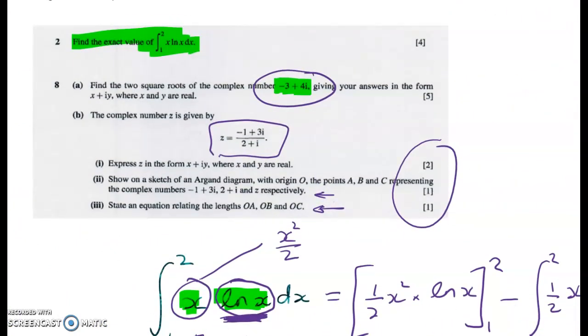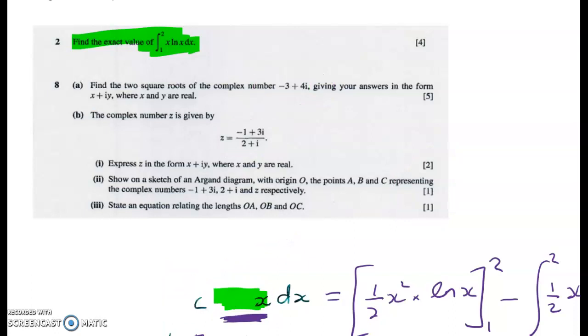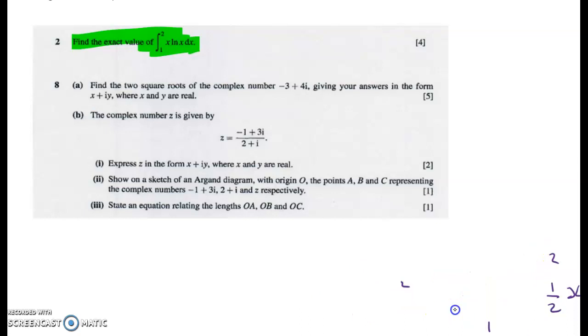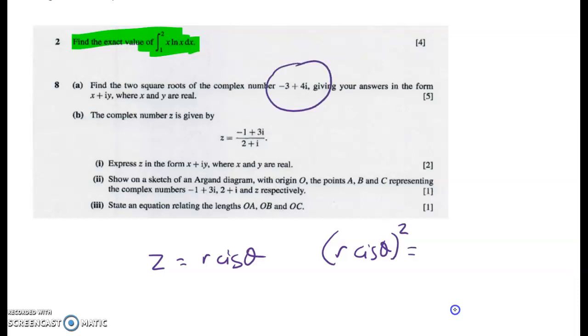The other way, of course, that we could do it is we could use polar form on it. And I'm not going to do that here because I don't want to run out of time, but it's very easy to do square roots or any roots working with polar form. Okay, so we would just set up z is equal to r cis theta, and then we'd have this. r cis theta squared is equal to this in polar form.